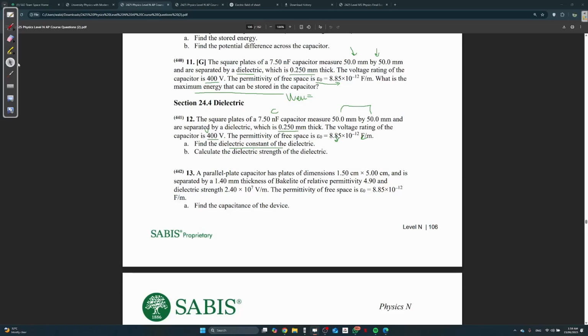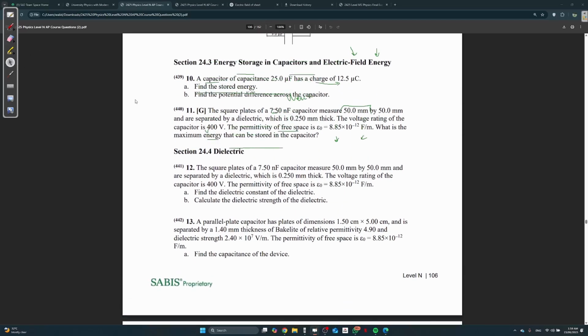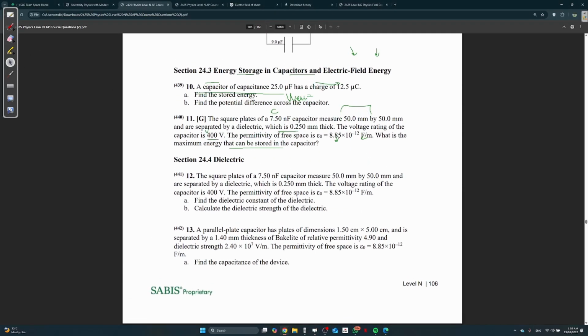Oh, whoa, sorry. I'm here. Question 11. I don't know what dielectric constant is. I'm still here. Okay. Same numbers, by the way, but they just added a different part in question 12. Anyway, so what is the maximum energy? So we want U electric. So we have the voltage, we have the capacitance.